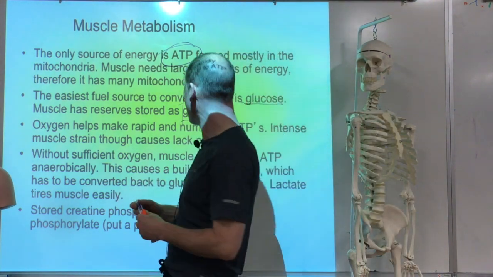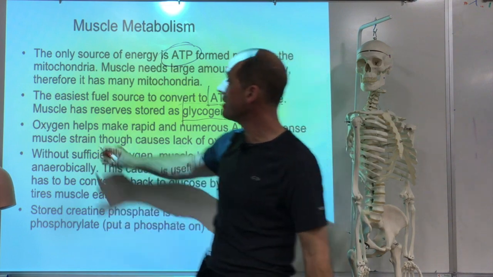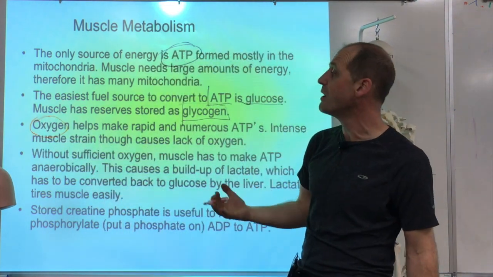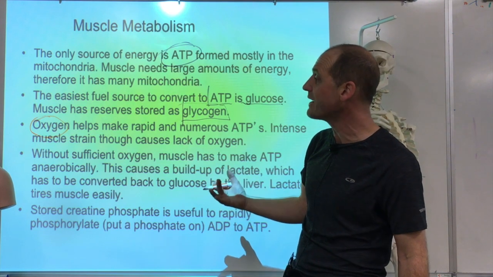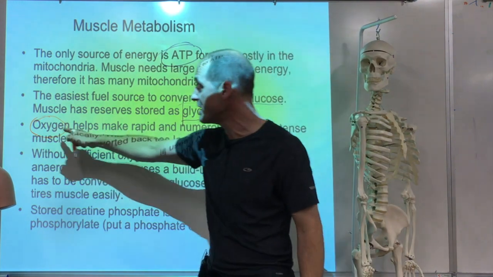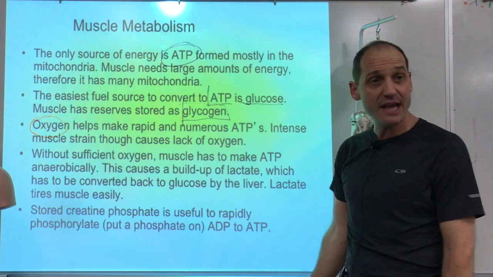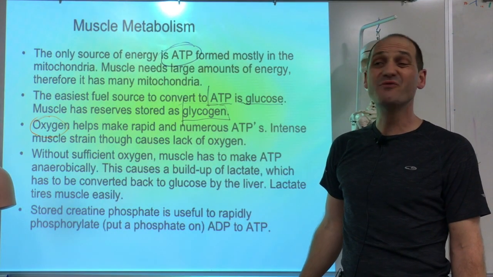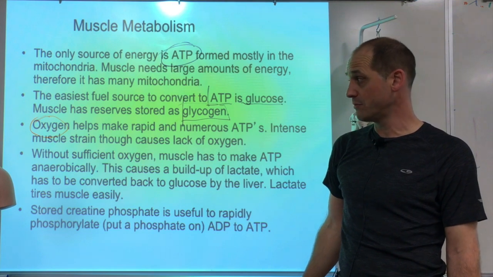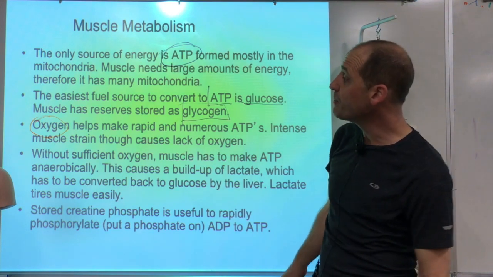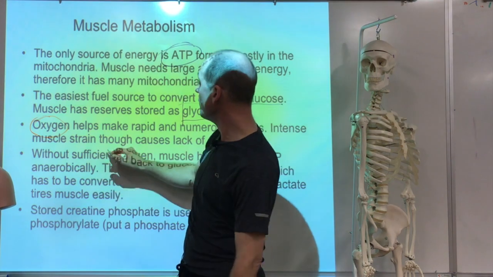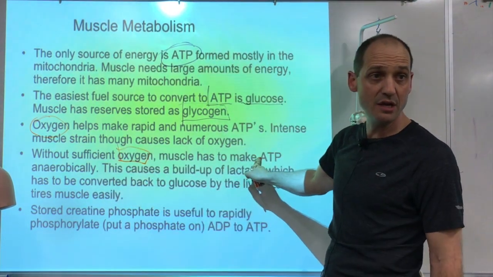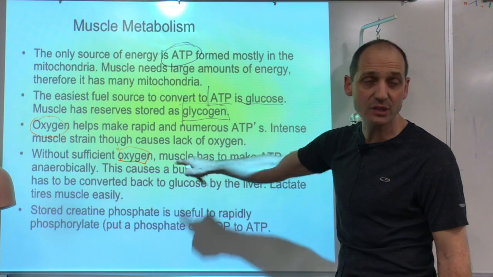Then oxygen helps make a lot of ATP. We talked briefly about that. In the mitochondria, we make a lot of ATP, but in the mitochondria, we need oxygen. We can make ATP from glucose outside of the mitochondria, but we get very little ATP that way. So that's the problem in muscle: when we have insufficient oxygen, then we have to make ATP not in the mitochondria, but outside of the mitochondria.